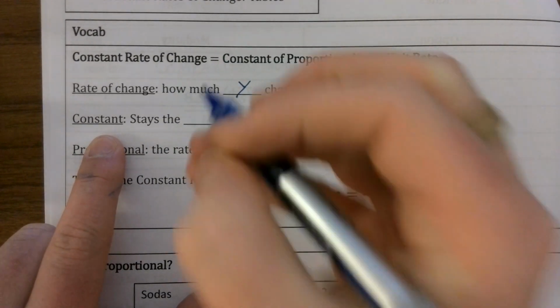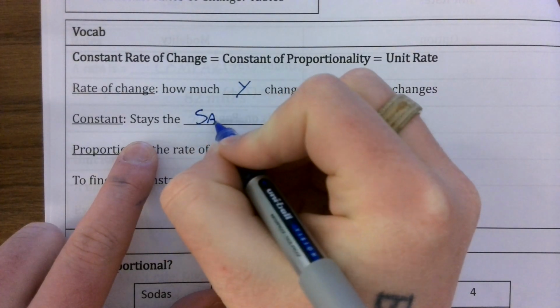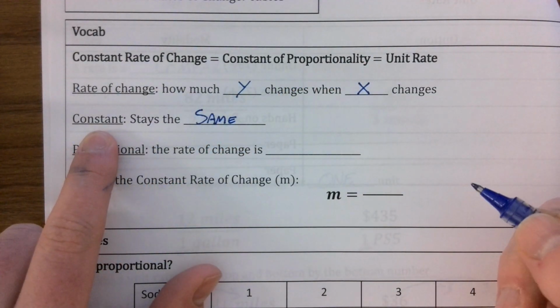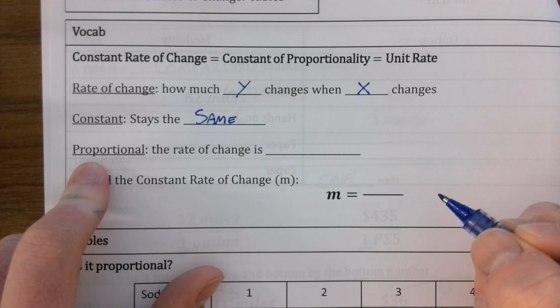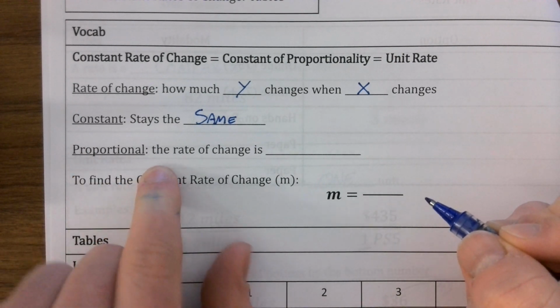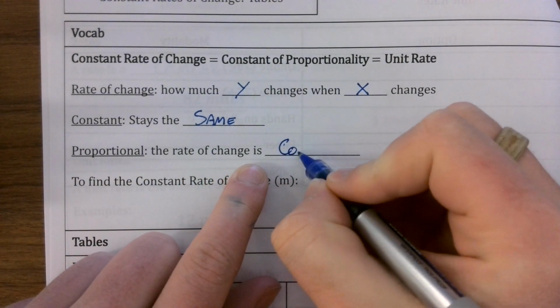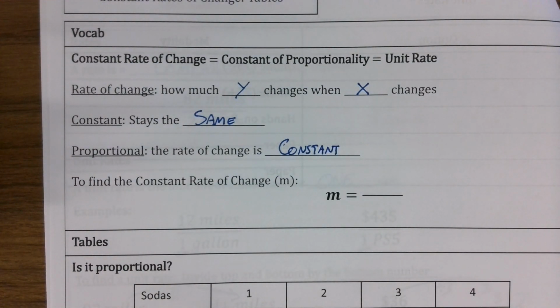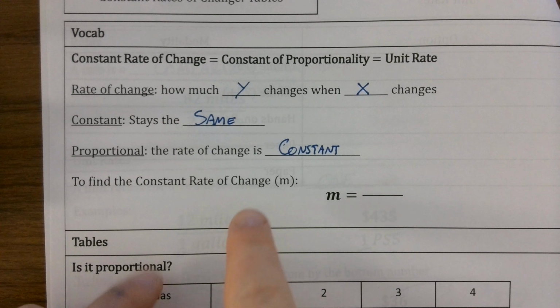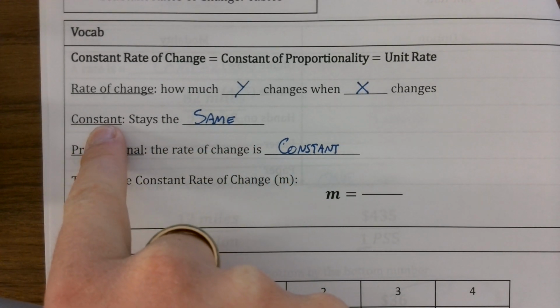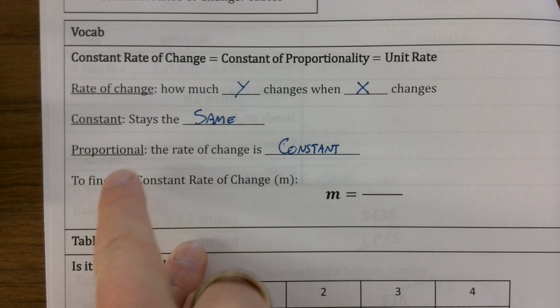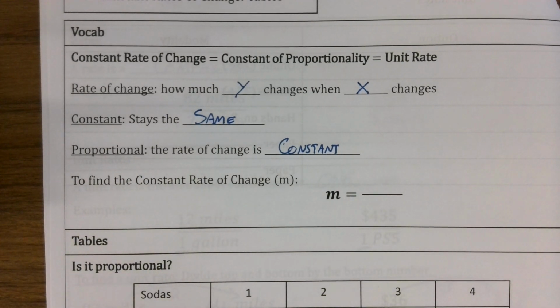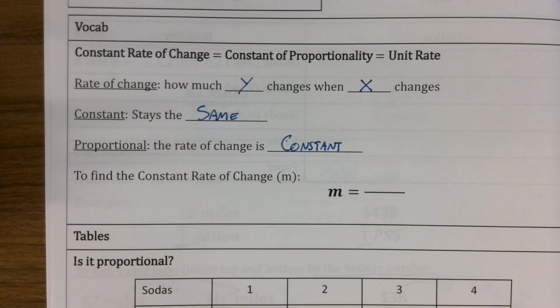Constant means that it stays the same. Constant, doesn't change. And proportional is when the rate of change is constant. And a lot of these words are overlapping. So the big idea is that, and you're not going to really see this until we get into the tables, but if the rate of change is constant, it stays the same, then it's proportional. If it's not the same, it's not proportional.